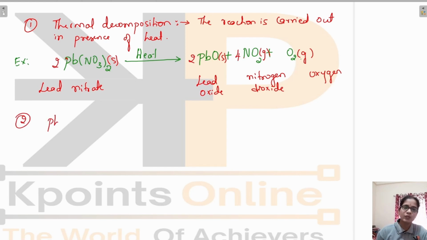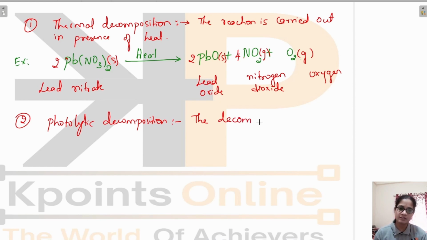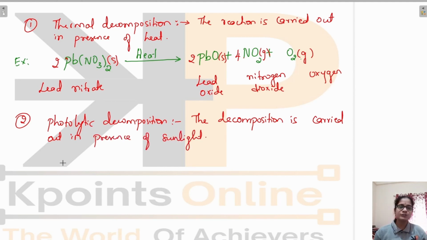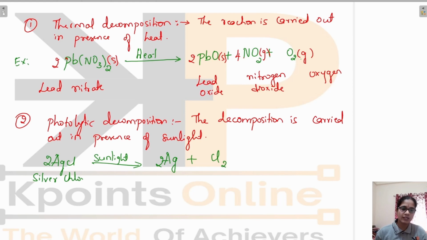Then next is photolytic decomposition. You have to remember examples for these types of decomposition reactions. The decomposition is carried out in presence of sunlight. Example, decomposition of silver chloride in the presence of sunlight. It forms grayish silver, and chlorine is liberated. It is silver chloride, silver.